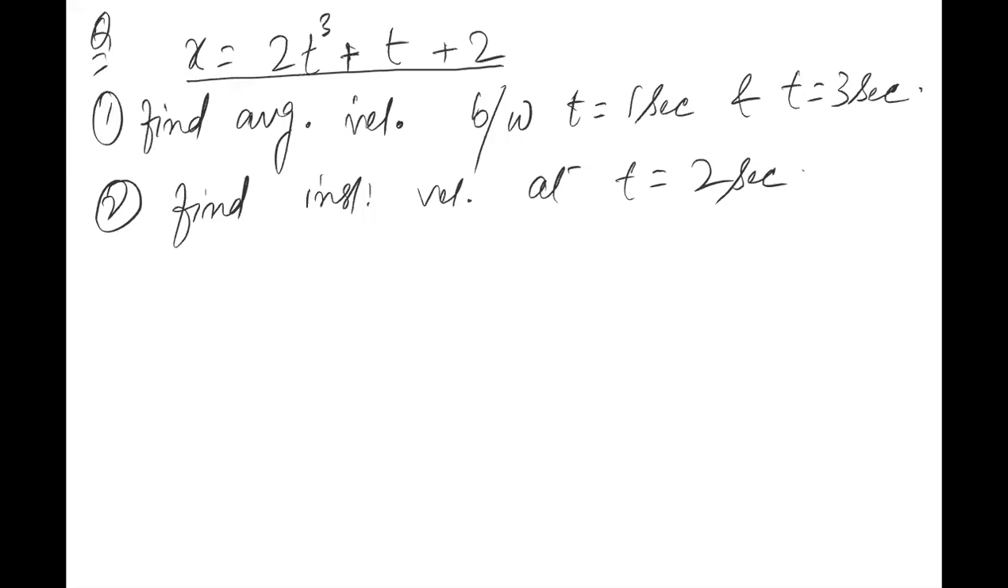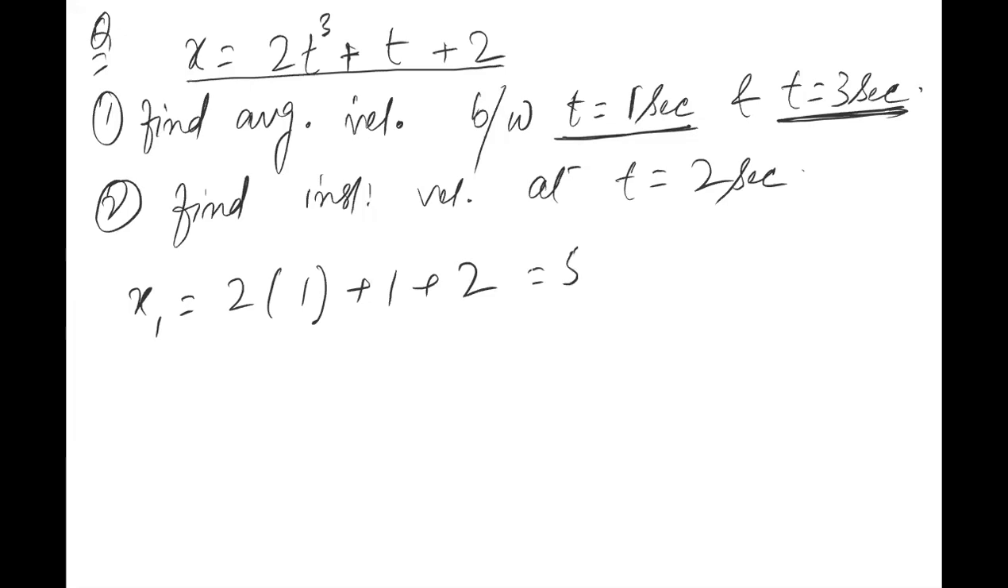Okay. So to find the average value of velocity, I just told you, you have to find the initial position and final position. If you put the value of time equal to 1 second, you will get the initial position. And if you put time equal to 3 seconds, you will get the final position, right? So put t equal to 1 second. So x1 would be equal to 2 into 1, the cube of 1 is still 1, plus t again 1, plus 2. So this will become 5. Okay, Saksham, I will check the answer. Ibrahim, did you understand? Yes, sir.